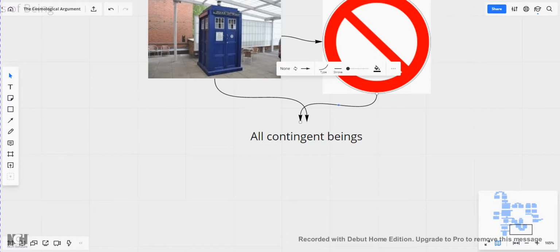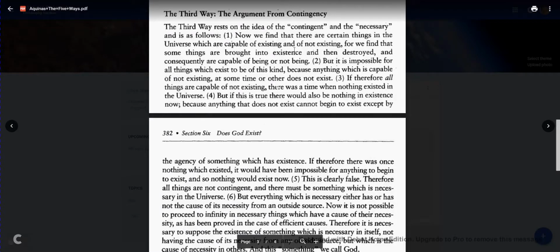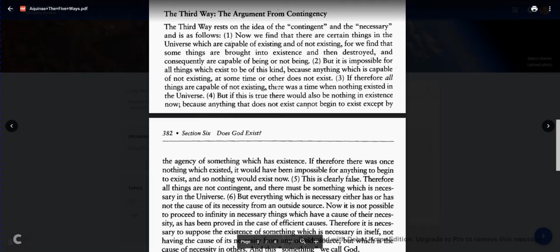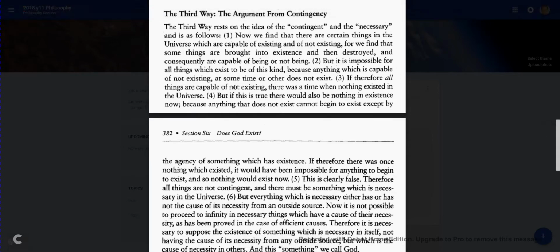Okay. So he's saying, what does he say? I'm trying to get here. Because anything that does not exist cannot. Yeah. If therefore all things are capable of not existing, there was a time when nothing existed.